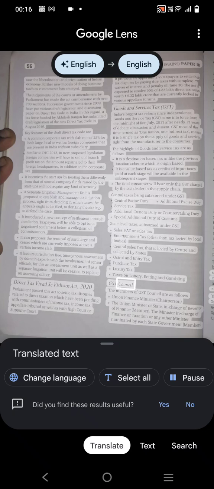GST Council. The members of the GST Council are as follows: the Union Finance Minister, Chairperson. The Union Minister of State in charge of Revenue or Finance, Member. The Minister in charge of Finance or Taxation or any other minister nominated by each state government, Members.